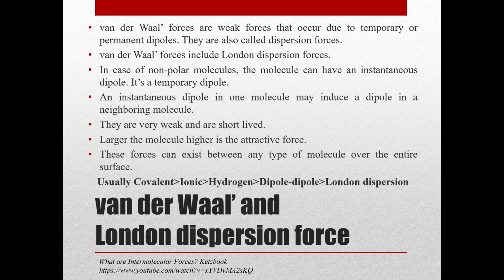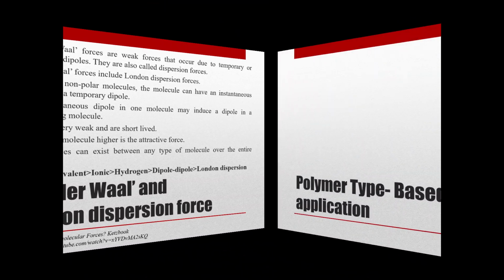So usually this is the hierarchy. Covalent bonds are stronger than ionic. Ionic is stronger than hydrogen. Hydrogen is stronger than dipole-dipole. And last is the London dispersion, which is the weakest of these bonds.